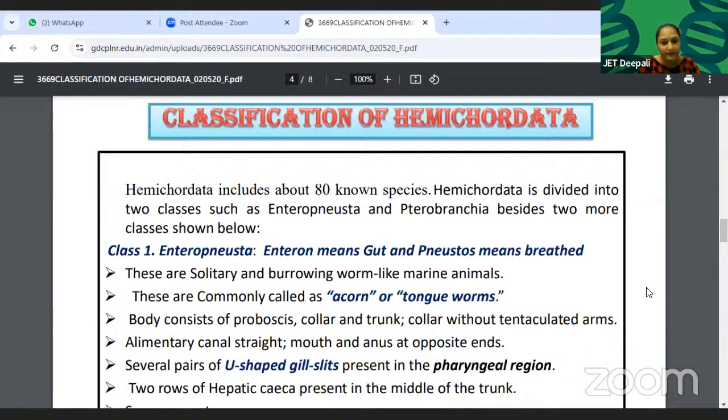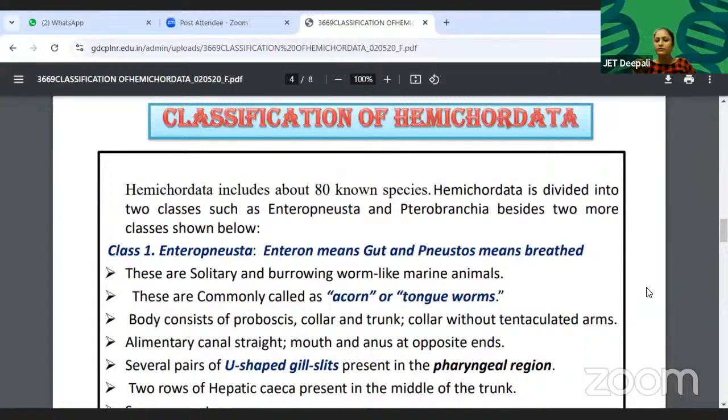Classification of Hemichordata. Hemichordata has only 80 known species. Hemichordata is divided into two classes: Enteropneusta and Pterobranchia. Enteropneusta: enteron means gut, pneustos means breathed. These are solitary and burrowing worm-like marine animals. They are fossorial, meaning they do the burrowing at the bottom of the sea. So they don't like colonies. They make their own burrows, reside in these burrows, and like to live alone.